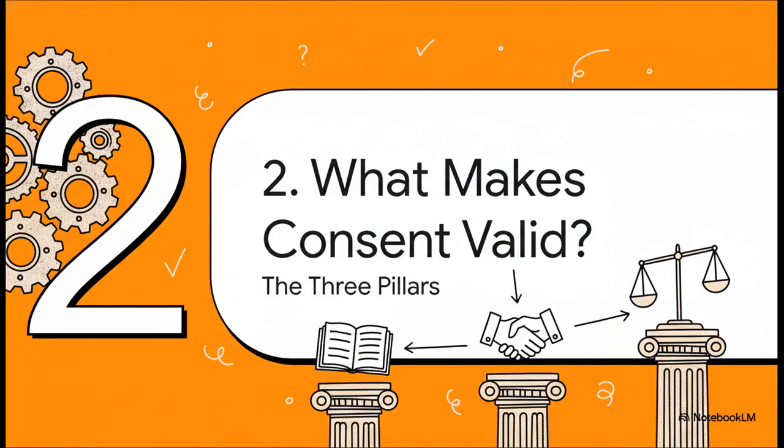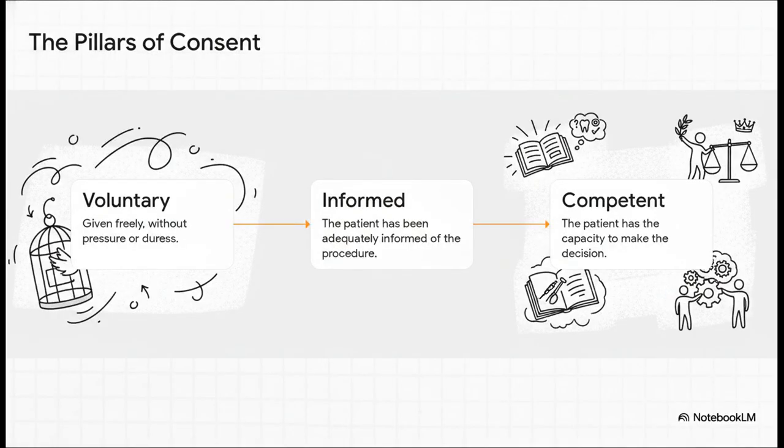So what does it take to turn a simple yes from a patient into consent that's actually legally and ethically sound? Well, it all rests on what we call the 3 pillars. For consent to be valid, you've got to hit all 3 of these criteria. It's like a 3-legged stool. Take one away and the whole thing falls over. It has to be voluntary, so given freely without any pressure. It has to be informed, meaning the patient has all the info they need. And of course, the patient has to be competent to make that decision in the first place.